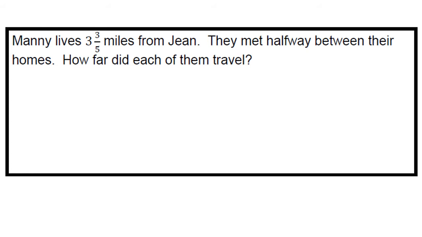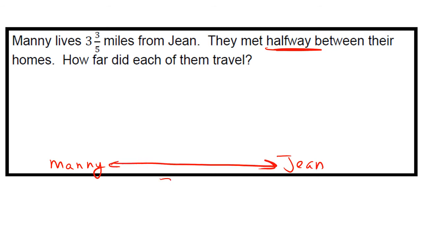We have this question. It says Manny lives 3 3/5 miles from Jean. They met halfway between their homes. How far did each of them travel? And so if I was going to draw a line for Manny, draw a little picture here, and Jean, the distance between them is 3 3/5. That's a total distance, but if they meet halfway, say that's halfway, we got to figure out what that distance is right there.